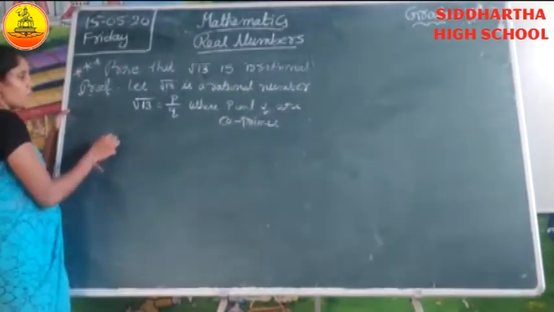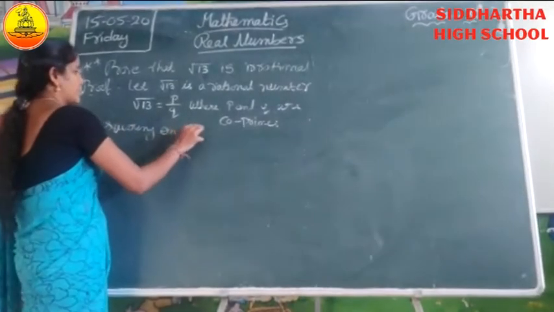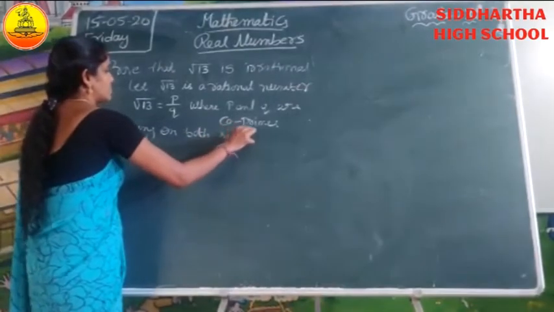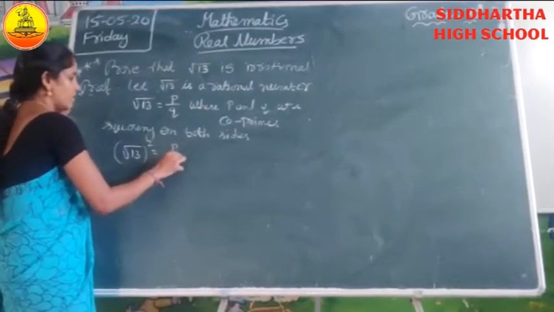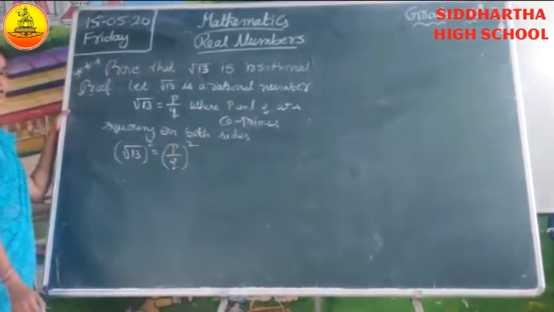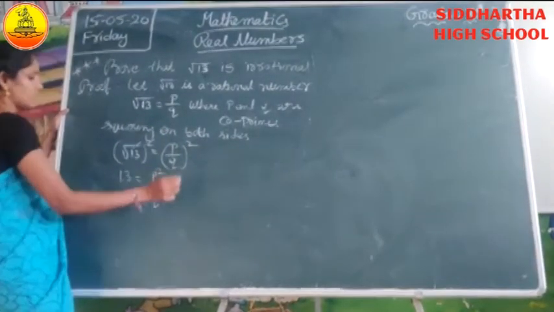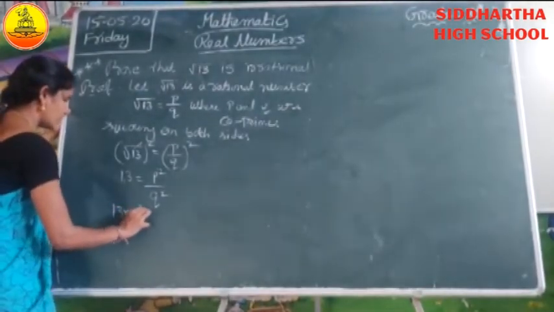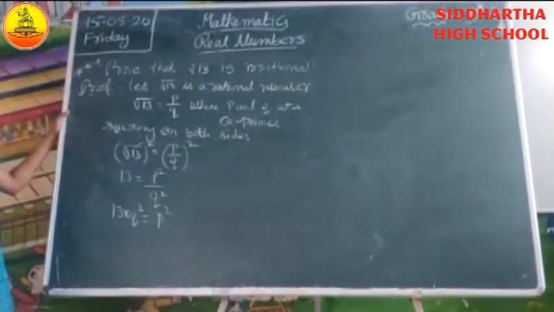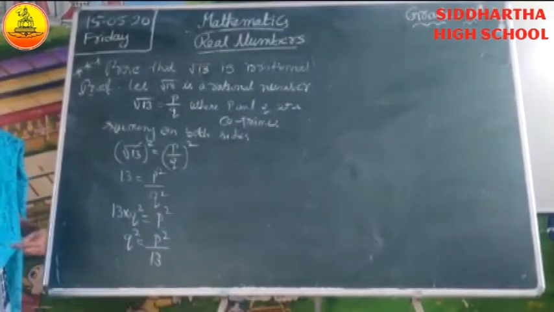What we have to do? Squaring on both sides. Root 13 whole square is equal to p by q whole square. Square and root will be cancelled. 13 is equal to p square by q square. Now q square transposes to this side, so 13 q square is equal to p square. So q square is equal to p square by 13. Into 13 transposes to that side and becomes by 13.